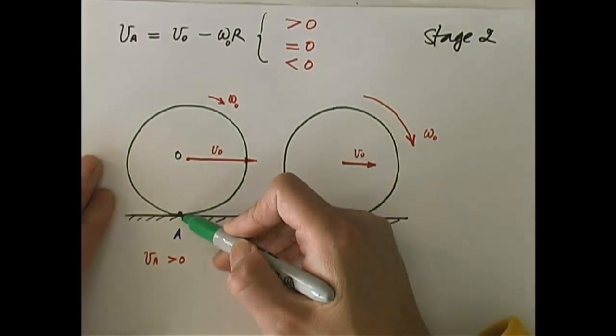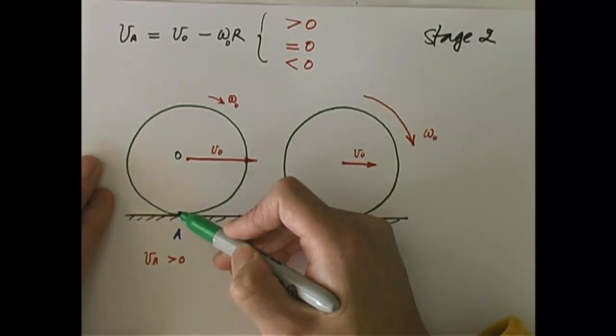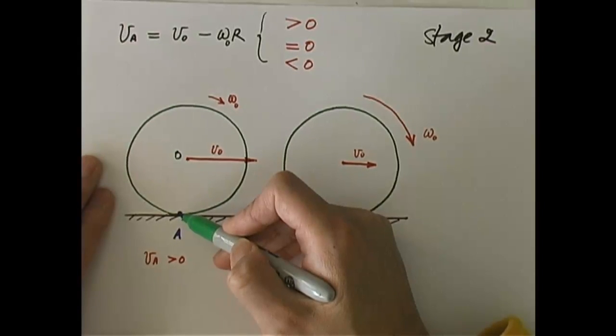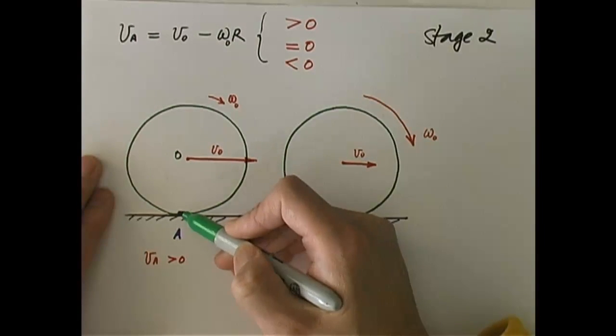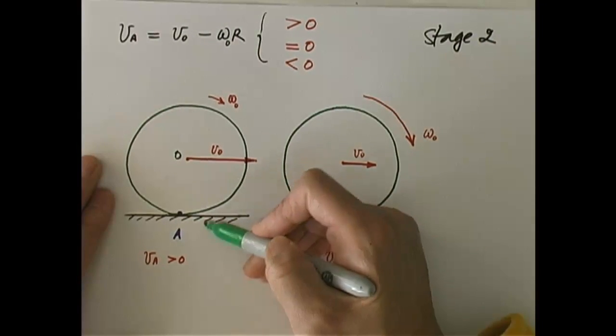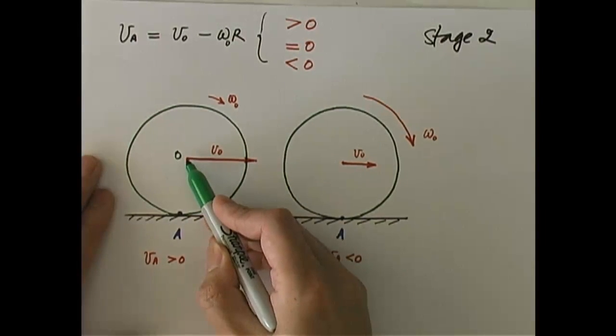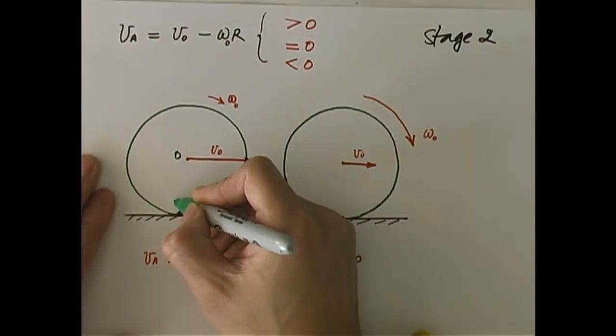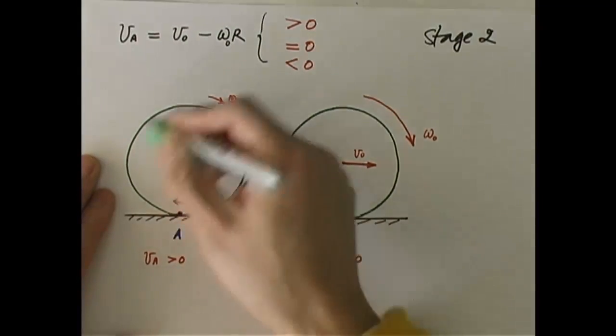Now, let's look at point A. Point A is the point of contact. Is the ball moving at point A? In other words, is the contact point of the ball sliding forward or backward against the table? If you use point O as a reference, then it's not moving, right? And from point O's point of view, this point A is going backwards, because of rotation about it.